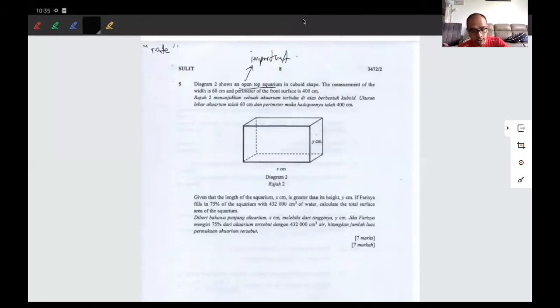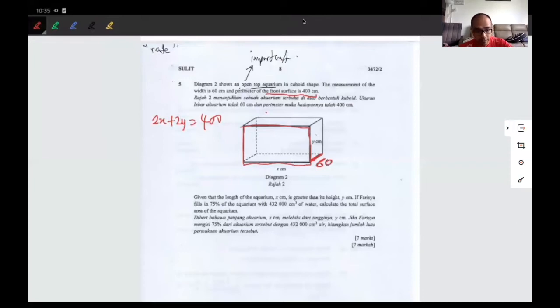So I'm going to assume that this is 60. Sorry, I'm going to mark this red now. Okay, this is 60 and the perimeter of the front surface is 400. That means 2x plus 2y equals 400. This is the front surface. So the perimeter is 400. 2x plus 2y is 400 is the first equation.